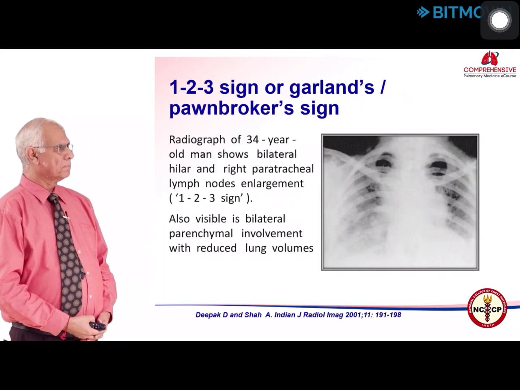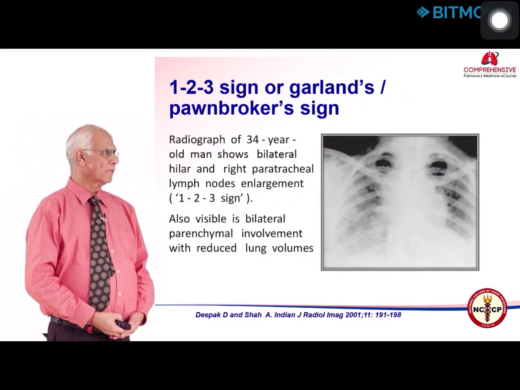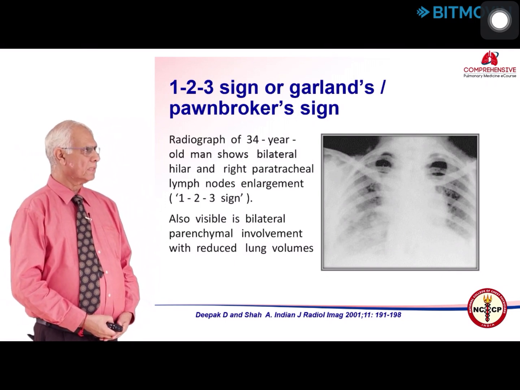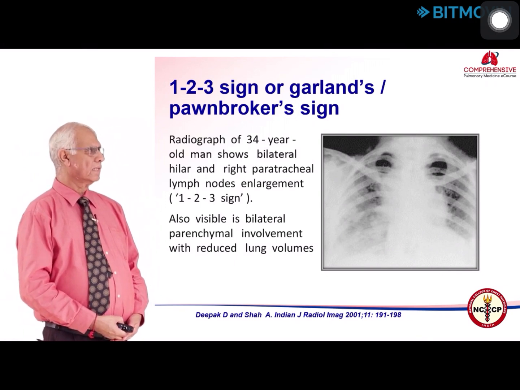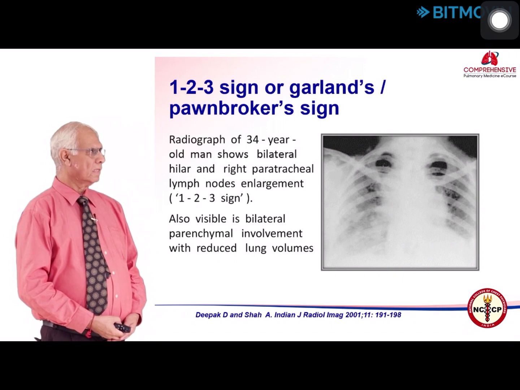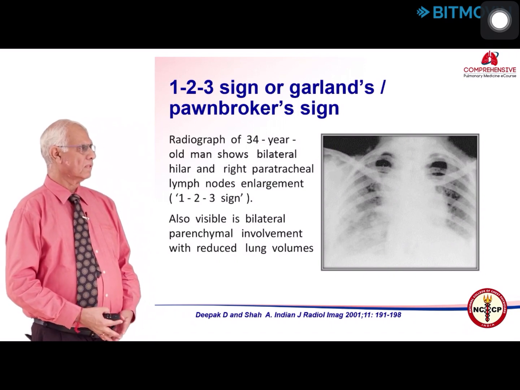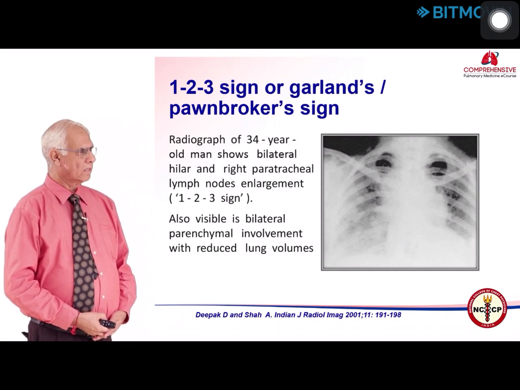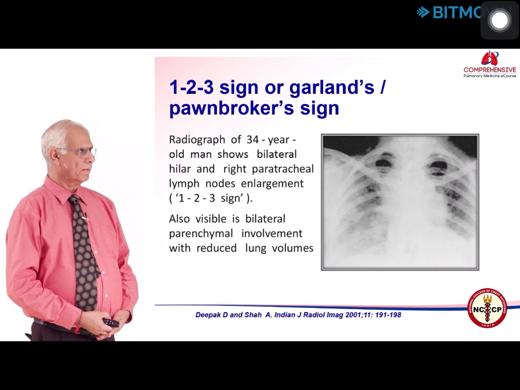Now, this is the classical presentation as I showed you in the X-ray in the patient I had presented. This is the 1, 2, 3 sign, or the Garland sign, or the Pawnbroker's sign. The 1, 2, 3 sign is first the right paratracheal adenopathy, followed by bilateral hilar adenopathy.